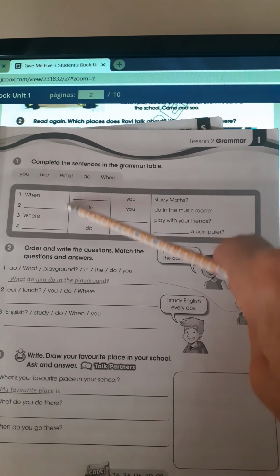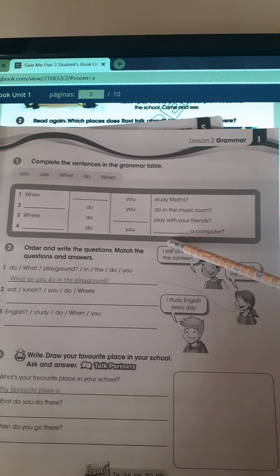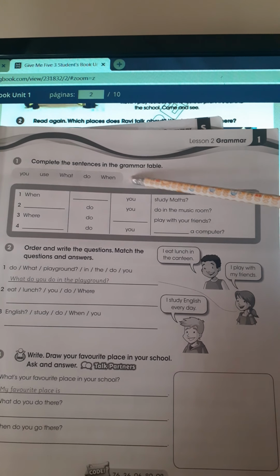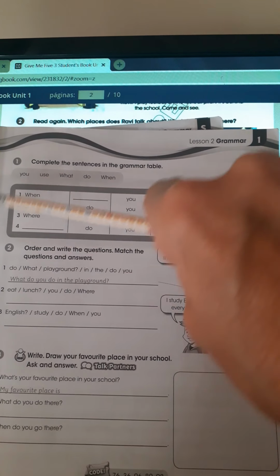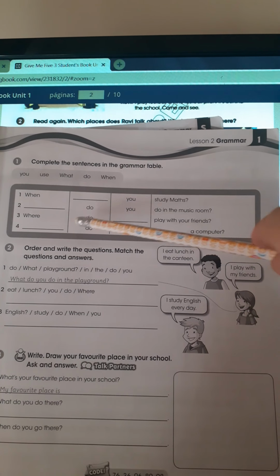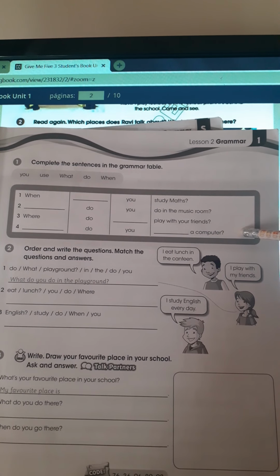Remember, interrogative word, auxiliar, person, verb. So you have to match these words in this square, ¿ok? Tengo que ubicar estas palabras dentro del cuadro. Acordate siempre que cuando yo hago una pregunta, siempre es interrogative word, auxiliar, person, and verb, ¿ok? This is the first activity.